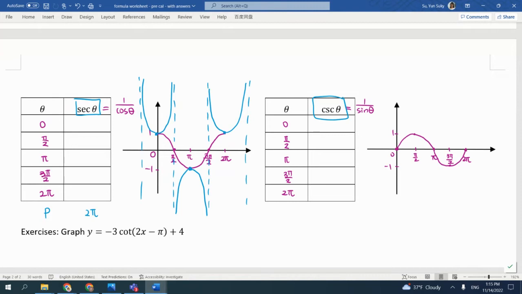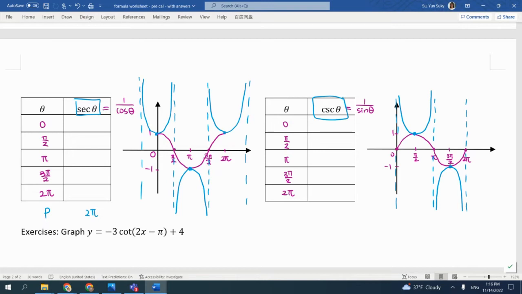Do you see here at 0? 1 over 0 is undefined. Right, everybody? So we have a vertical asymptote there. And here 1 over 1 is 1. And here 0, 1 over 0, undefined. Here 1 over -1 is -1. There 1 over 0 is undefined. And then therefore we can draw, so we are approaching the asymptotes. So this is the graph of cosecant. Okay, everybody? Yes?